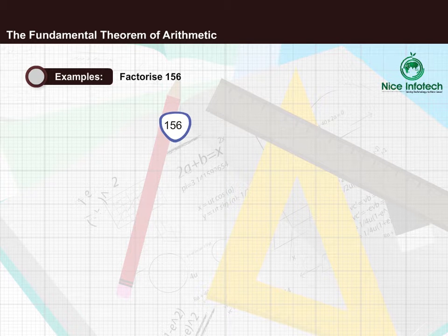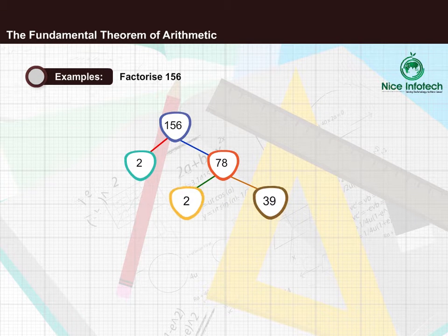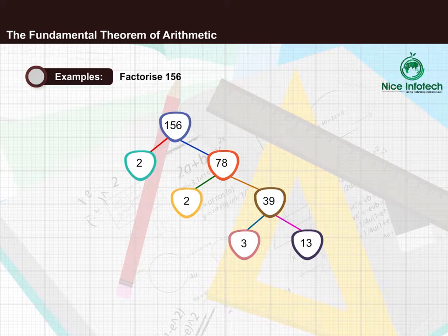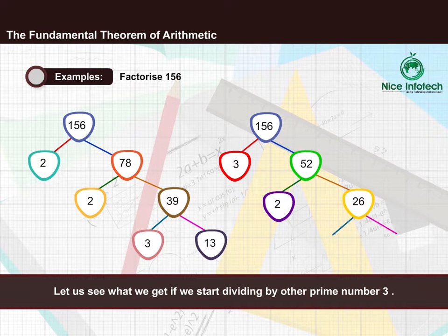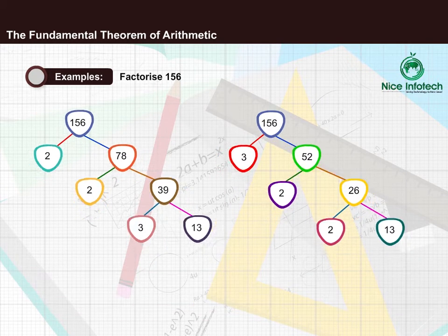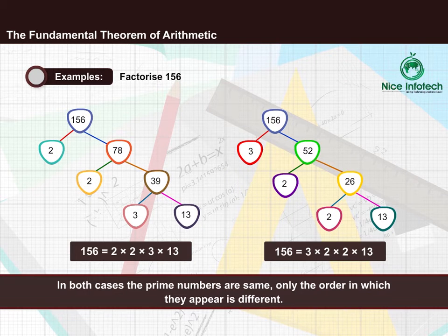156. Let us see what we get if we start dividing 156 by prime number 2. Now, start dividing by prime number 3. In both cases, the prime numbers are the same, only the order in which they appear is different. You can have a look at the factors.